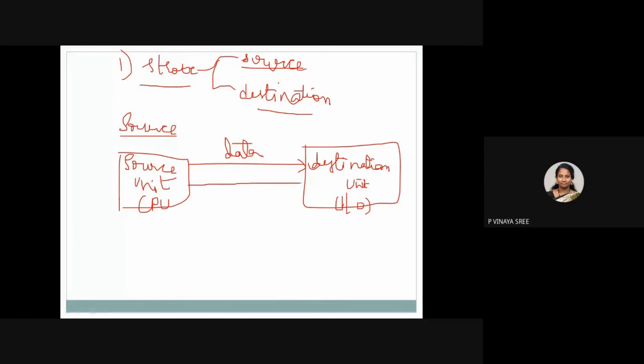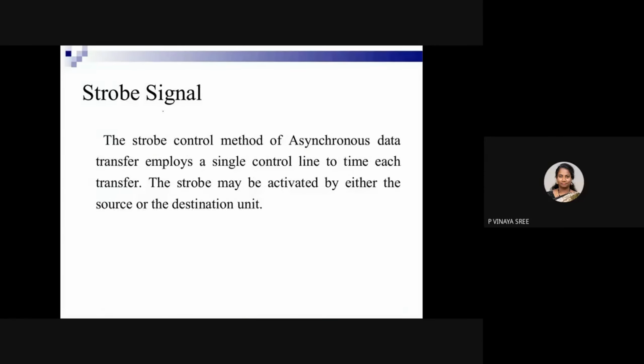This is done with the help of a signal called the strobe signal. Upon receiving the signal, the destination unit knows that valid data is available in the data bus, so it will collect the data from the data bus. This is about source initiated data transfer. So this is a strobe signal.